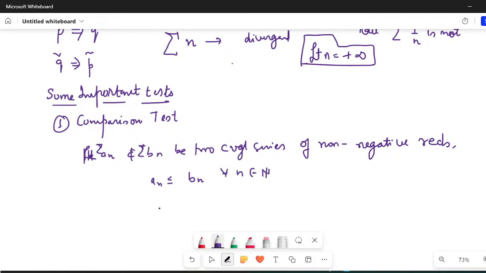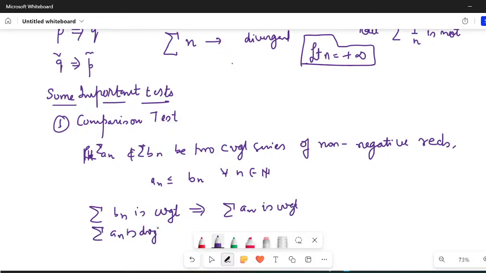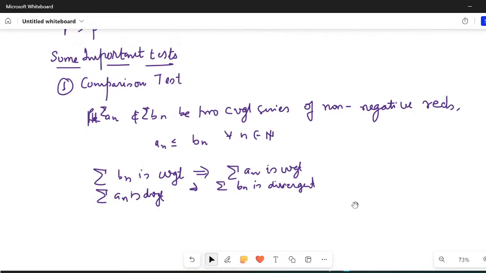Then what does it say? It says that if summation bn is convergent, it implies summation an is convergent. And it also says that if summation an is divergent, then summation bn is divergent. This is an important thing that you should remember. This is a very important test.